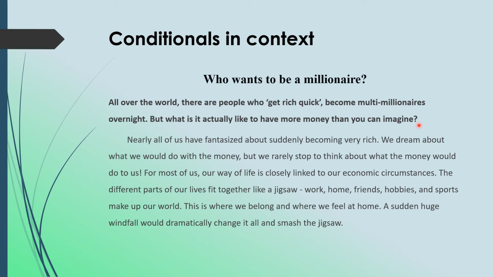So maybe on 21st February, 22nd February, you had nothing, but on 23rd February you won a lottery, or maybe some friends or some relatives donated lots of money, and you became a millionaire overnight. So what did you do? It is a very good topic to imagine. It is a very good topic to fantasize. So let's read this story.